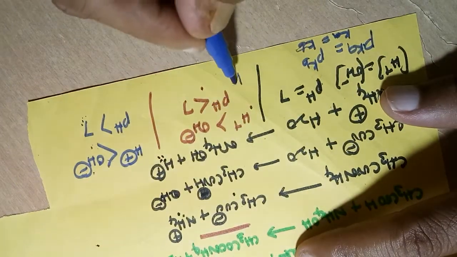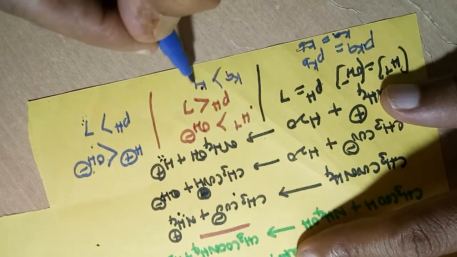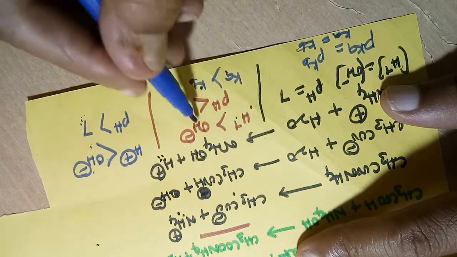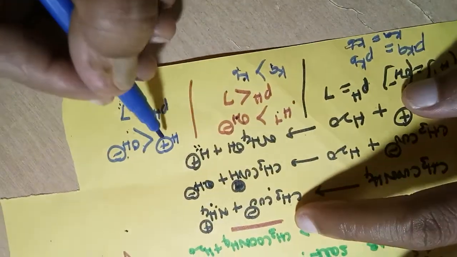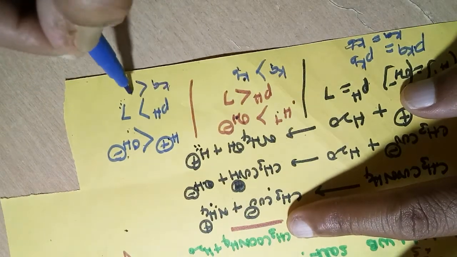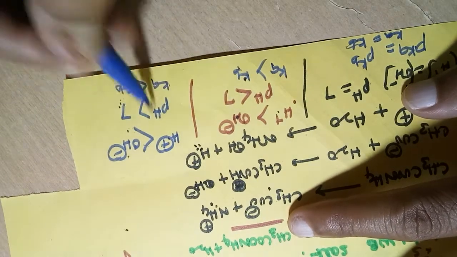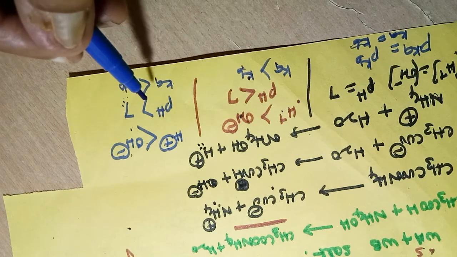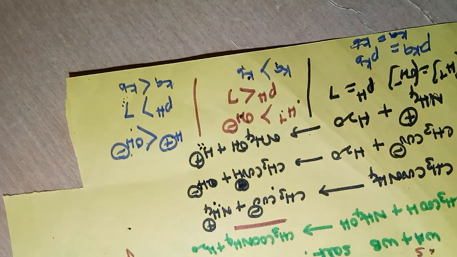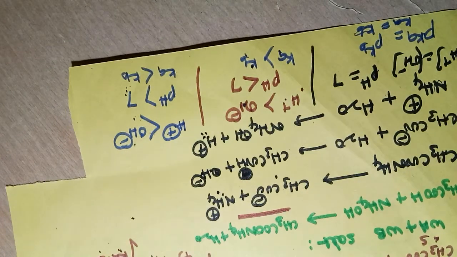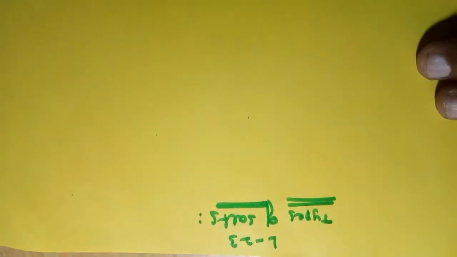If Ka is greater than Kb, we get more acidic, less basic. If acidic is less, basic is more. So acidic, basic and neutral solutions are formed. In such a way different kinds of acid, base or salt solutions are formed. So this is salt hydrolysis of weak acid and weak base.